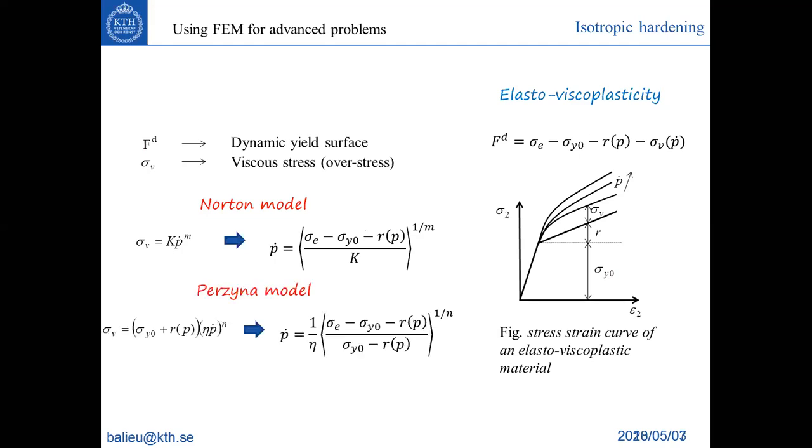There is another model which is quite common, the Perzyna model. Here the yield surface and all the hardening are scaled by this material parameter with this viscoplastic contribution. So you have two additional material parameters, and if you take the Perzyna formulation, you can write the equivalent viscoplastic strain in this form.